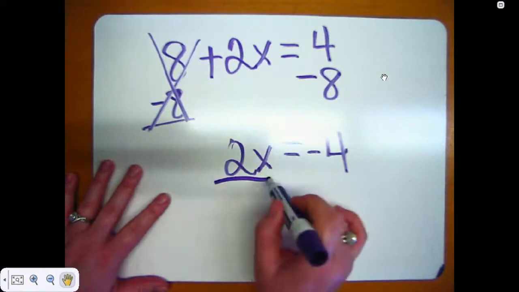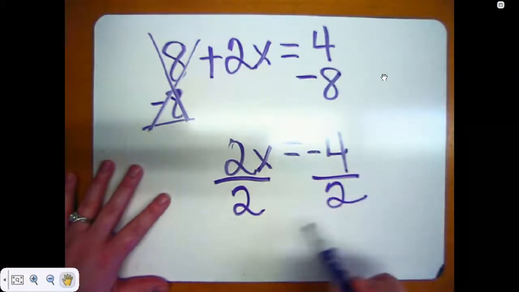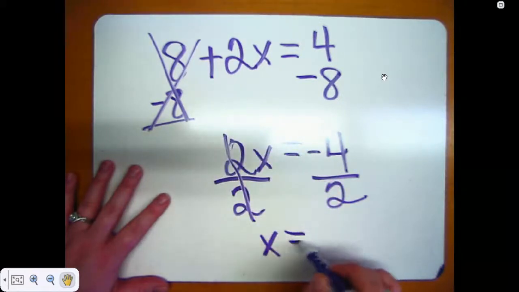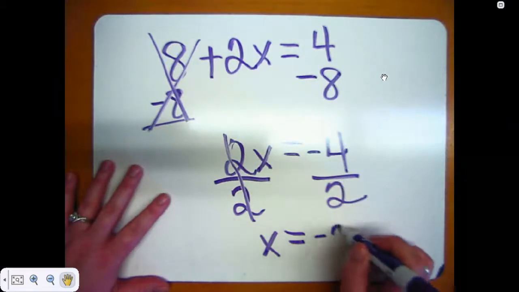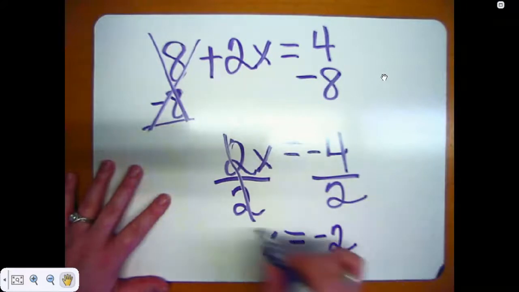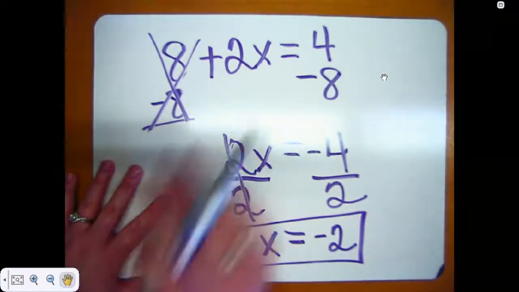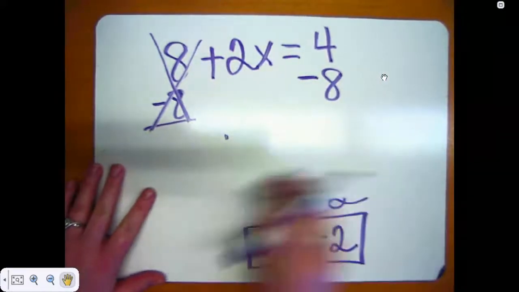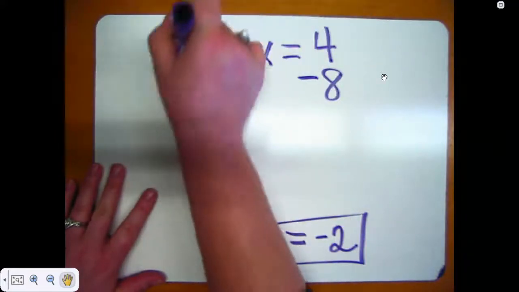Now I'm going to divide both sides by 2, and I would get x is equal to negative 4 divided by 2, which is negative 2. So x equals negative 2. Now, I could go back up here and put it back into my original problem. If I know that x is equal to negative 2, let's see if that works. Here's my original problem.